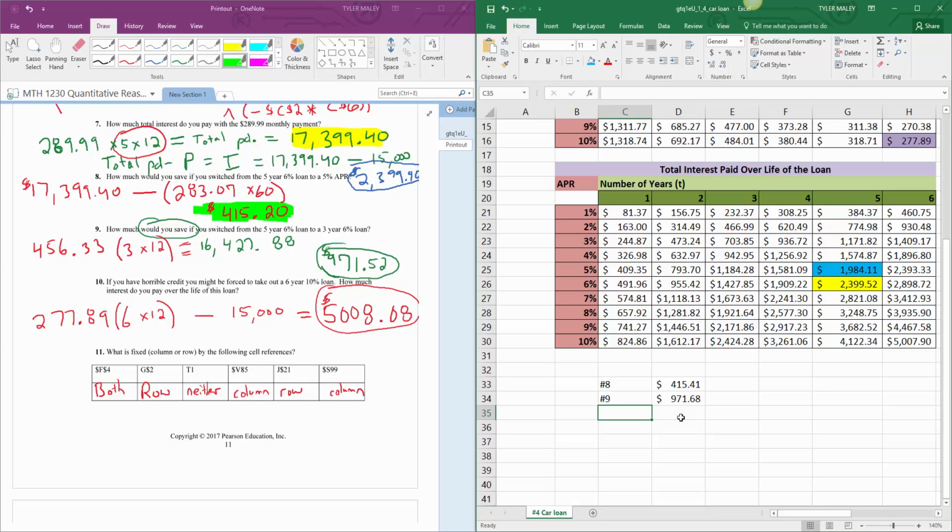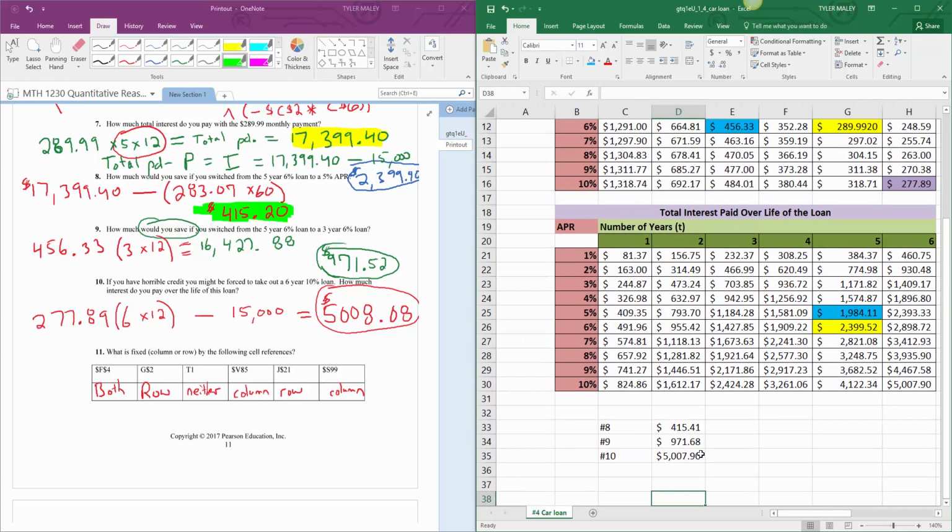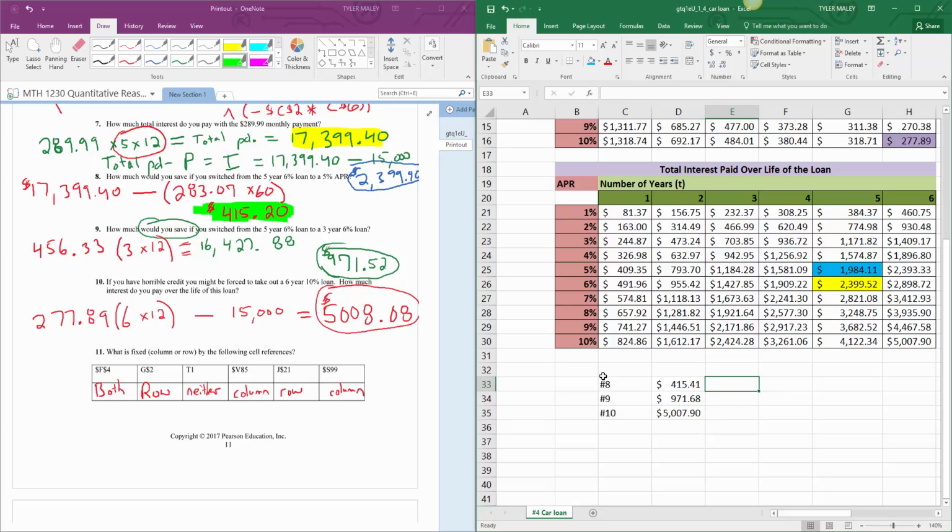Then I could go ahead and do number 10 really quick, just to get exact answers. Oh wait, sorry, for number 10 we're not comparing. We're just calculating the total interest. So the answer for number 10 would be whatever cell is in 6 years at 10%, so H30. Again, that value is off a little bit, by 18 cents. So these would be the exact solutions, whatever's in Excel.